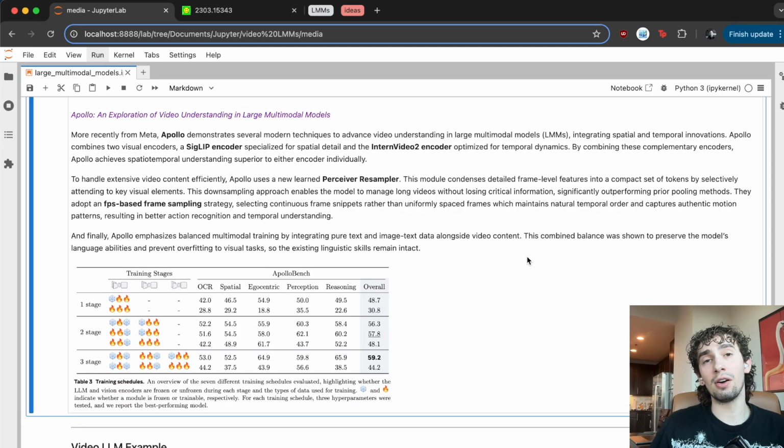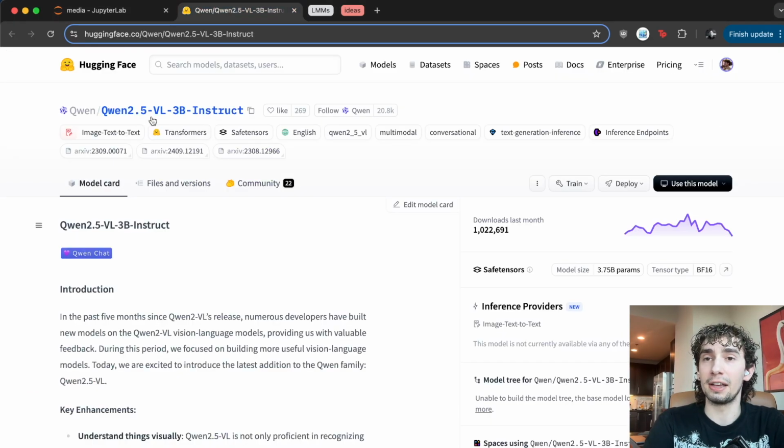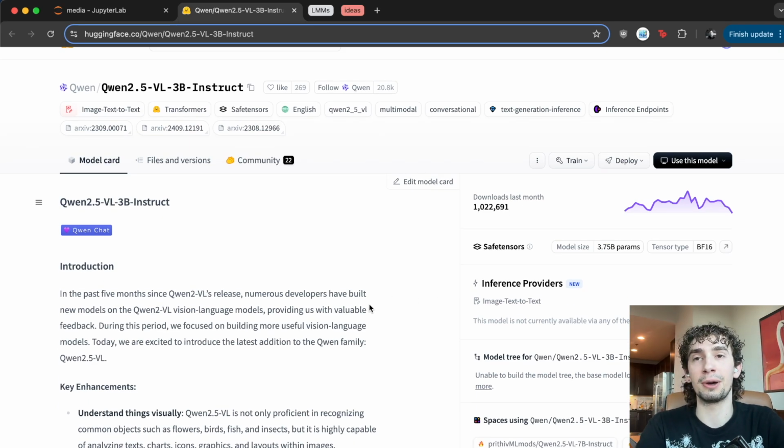But you can see now how a lot of the foundations of actually connecting vision understanding to language models have been used and improved upon to do something like video understanding as a second phase. As our example, we can use something like Qwen 2.5 Vision Language 3 billion Instruct, a little bit of a mouthful. That is a 3.75 billion parameter language model, small by today's standard, built for different multimodal understanding.